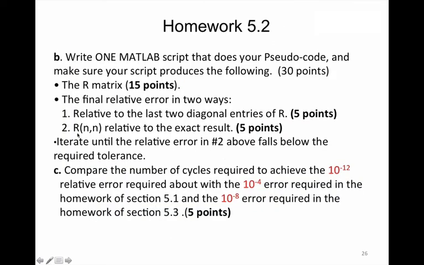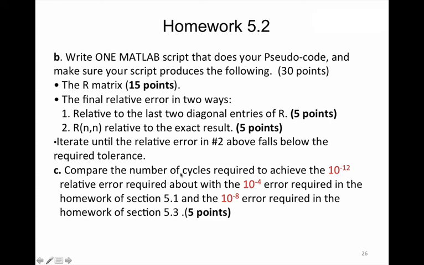So let's just review that. We've already seen this list before when we got started, but your job is really to start with part B. Part A we've now done. And you're to print out the R matrix. You're to print out the relative error 2 ways: using the last 2 diagonal entries of R, and then using the very lower right-hand corner of R relative to the exact result that you got out of the theoretical integral. Okay, remember to iterate until the tolerance is met based on this relative error in part 2.